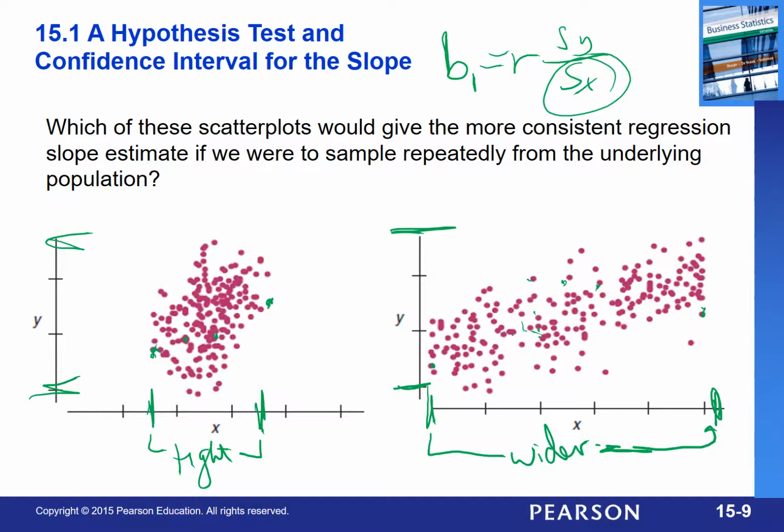Well, when you're calculating slope, or b1, come on, pen, there we go, we do r times sy over sx. And the issue here is we're looking at the spread of x. If your spread of x is more consistent, you have a more stable base.